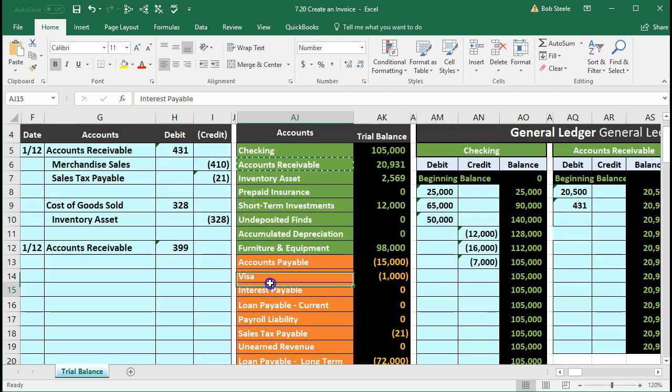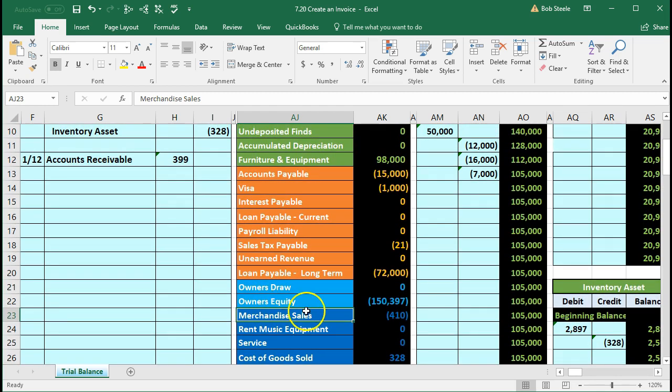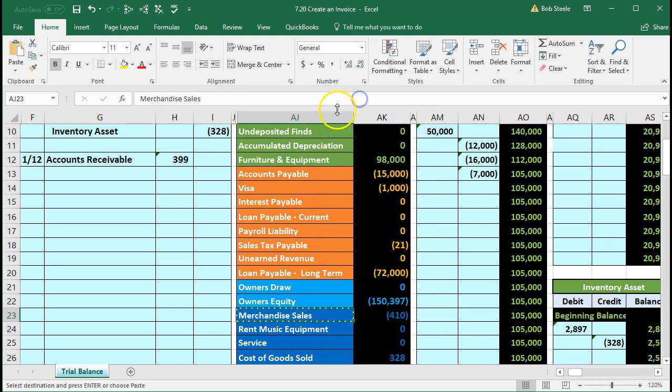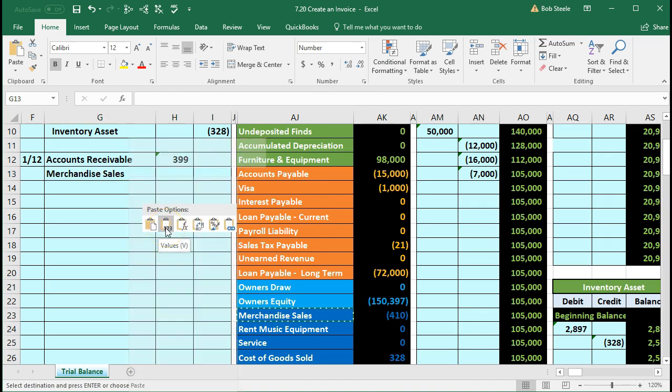It's in order: assets, then liabilities, then equity, and then revenue. Merchandise sales always has a credit and it always goes up in the credit direction. And we're going to do the same thing to it in this case, which is another credit. So we're going to copy this in AJ23, right click and copy. I'm going to put that into the cell G13, right click and paste 1, 2, 3.